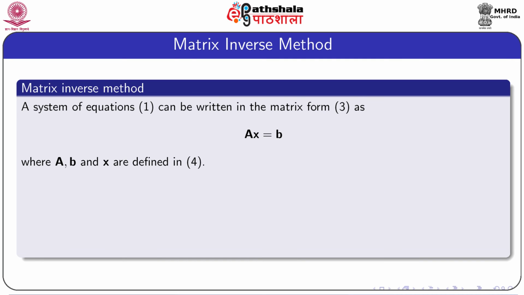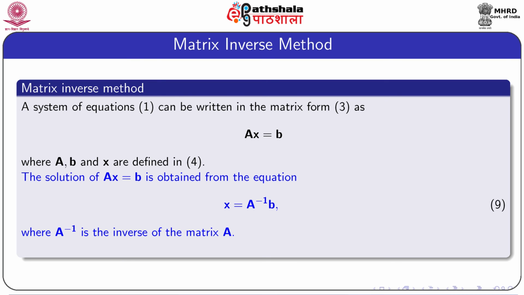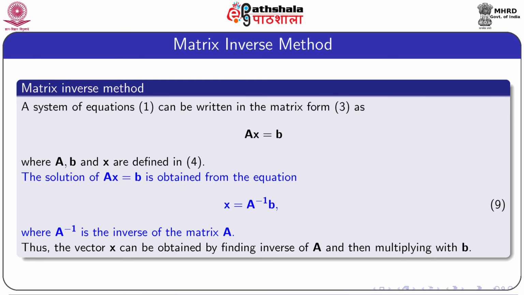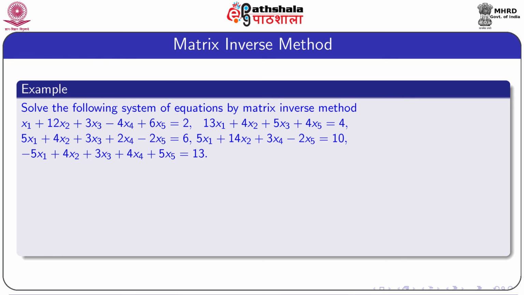Now, we discuss the matrix inverse method to solve a system of linear equations. We have already mentioned that any system of equations can be written in matrix form Ax equal to b, where A is the coefficient matrix, b is the right hand vector, and x is the vector of the variables which are defined in equation 4. So, the solution of the matrix equation Ax equal to b is given by x equal to A inverse b. That means, the vector x is obtained by multiplying A inverse with the vector b. This method is illustrated by an example.